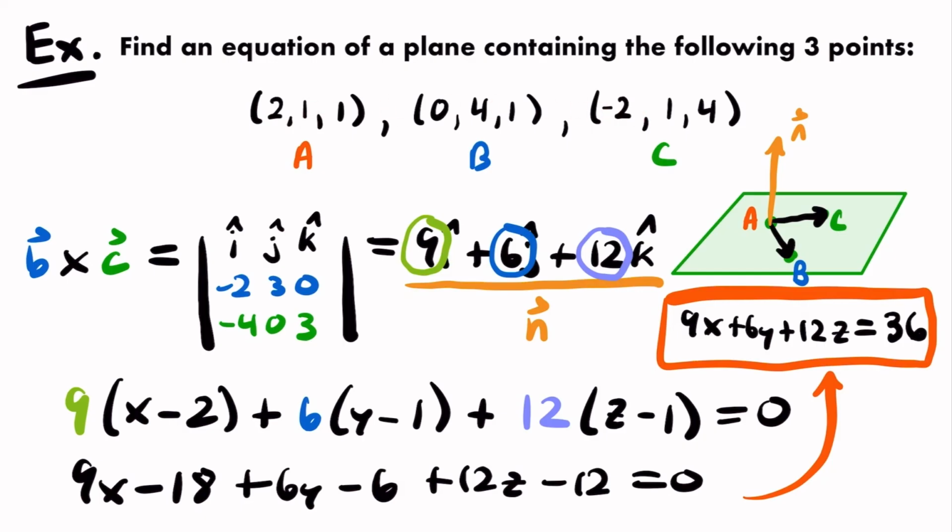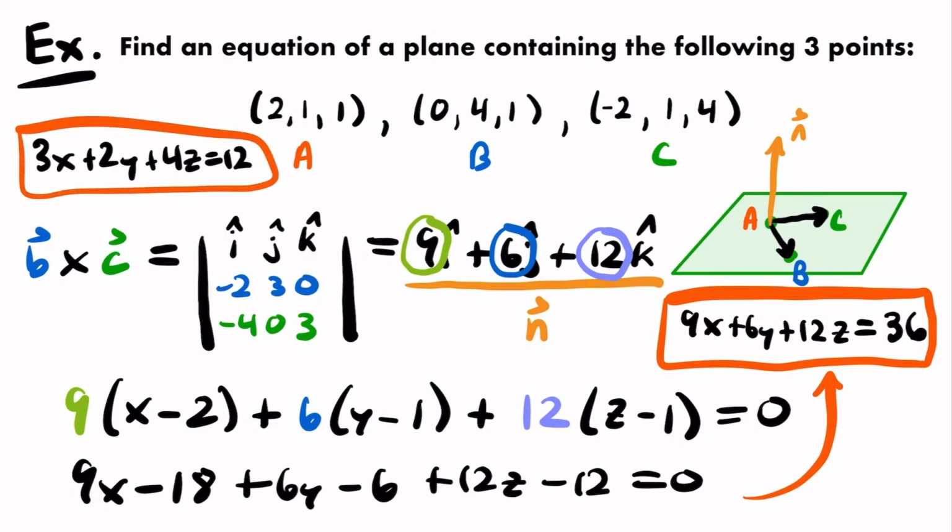And if you wanted to, you could simplify this equation further. Notice that these 3 terms and 36 are all divisible by 3. And so if you did that, you would get the simpler form of 3x plus 2y plus 4z equal to 12. That would also be an acceptable answer. If you like to reduce your equations or simplify them, you could do that as well. But with that, that is it for this example.